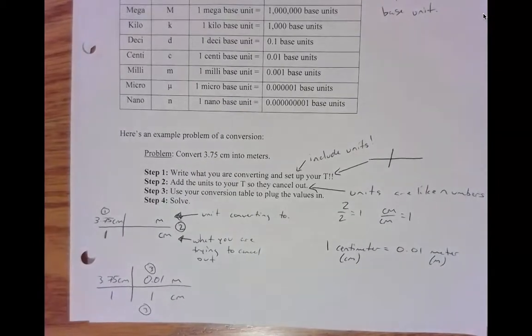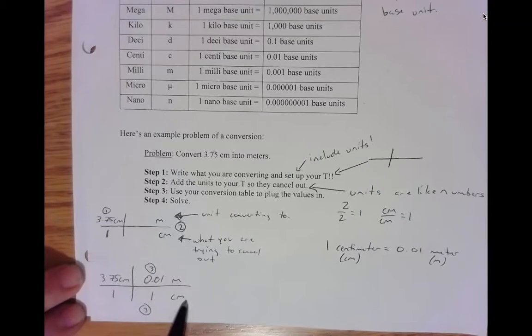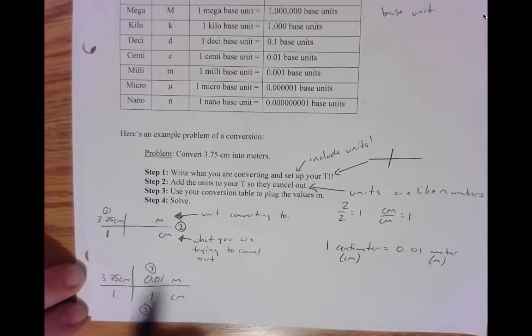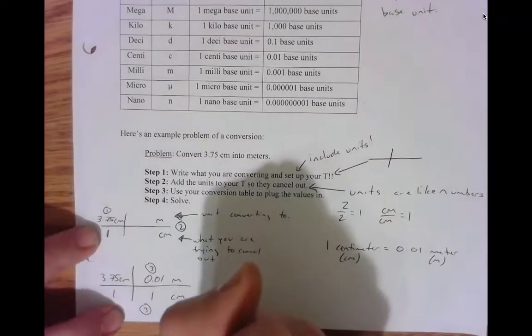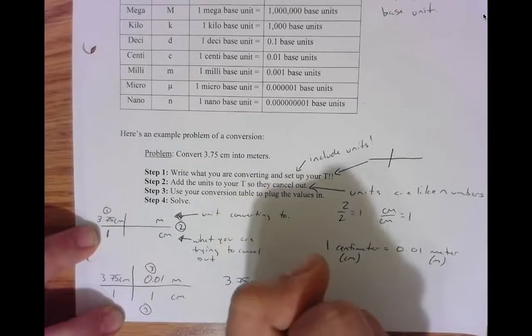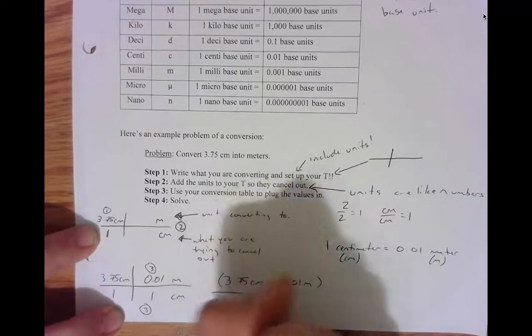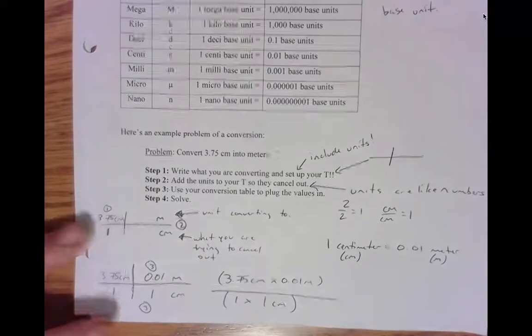So now step 4 is to solve. When we solve, we multiply the numerators together, multiply the denominators together, and then divide. So what you'll see happen, I'm going to write it out this time, so then you see the units canceling. You don't have to take the time to write it out. You can just type it into your calculator and then give me the answer. So what happens? We take 3.75 centimeters and it is multiplied by 0.01 meters in the numerator. Then you have a 1 times 1 centimeter in the denominator.